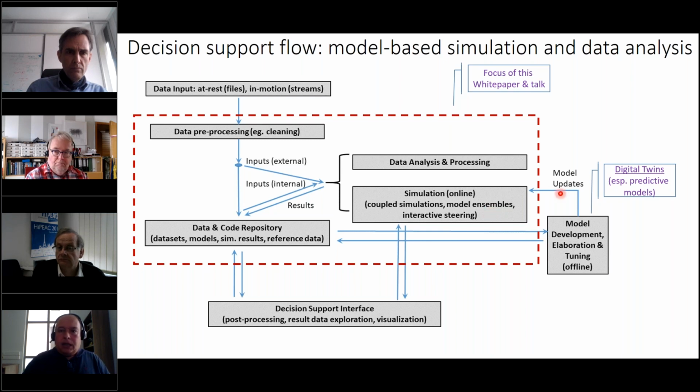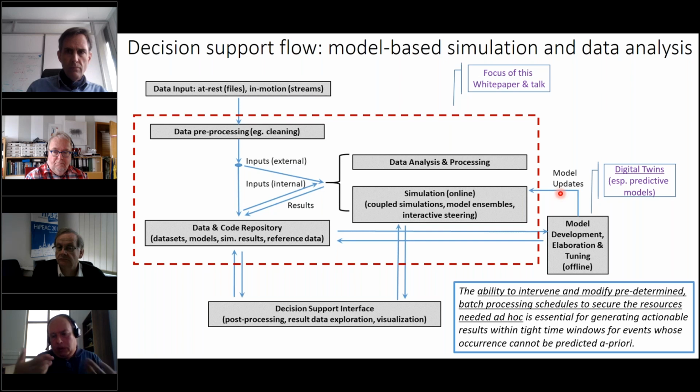Okay. Now, recapping what I said earlier, it seems that a critical capability that we need to have, and we don't really have it today, but we can build on what we have and perhaps augment, is to be able to intervene and modify schedules of batch style processing. So be able to add resources or change the sequence of processing steps, etc. And by the way, we need to engage the resources as we need them, so in a more ad hoc manner, rather than the regular predetermined batch style processing mode that we are more familiar with now.